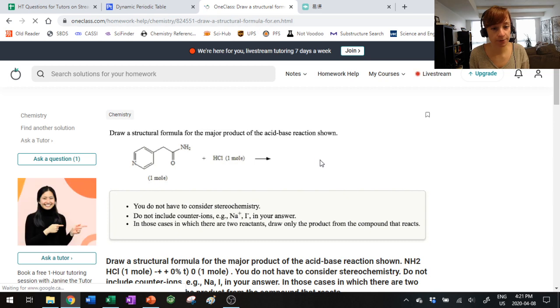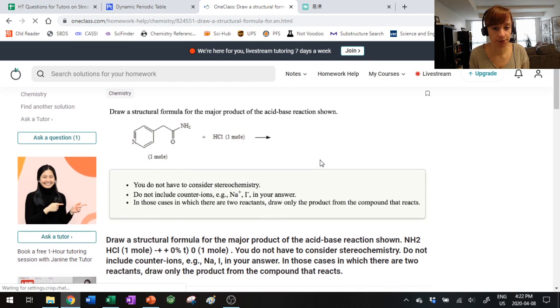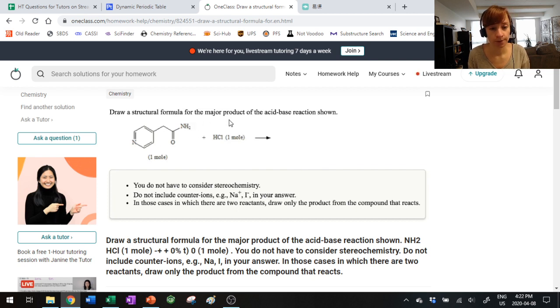So it's another organic chemistry reaction question. This one's a little bit simpler. So the question asks, draw a structural formula for the major product of the acid-base reaction shown. So here it shows two reactants and then we have to draw the product. A few things to note is that you do not have to consider stereochemistry and you do not have to include counterions in your answer. And in those cases in which there are two reactants, draw only the product from the compound that reacts.